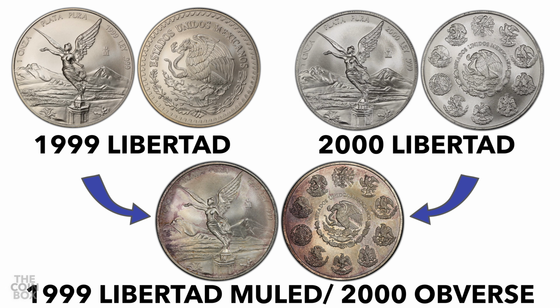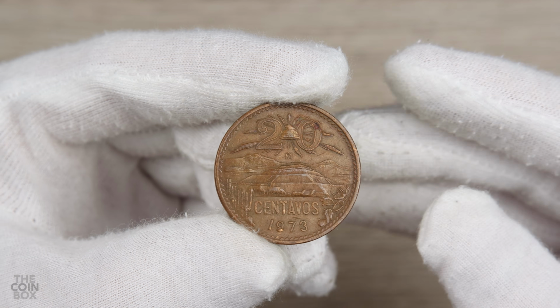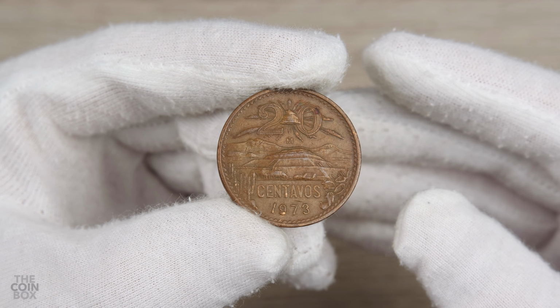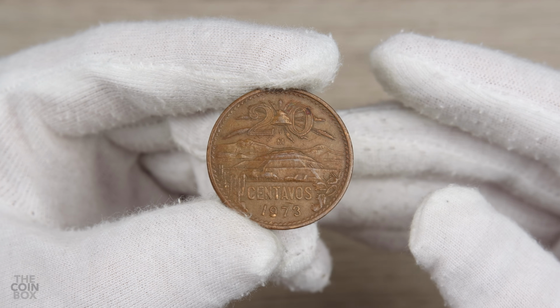So here we have an example of a mule within the same series, just with a die from a different year, since the new design wasn't supposed to appear until the 2000 Libertad issue. Some of these mule coins were in circulation several years before being discovered, so there's no telling how many other mules are out there that have yet to be identified.